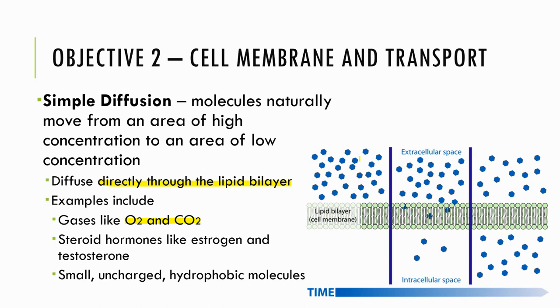Simple diffusion is simply moving from an area of high concentration to an area of lower concentration. As you can see in the picture, initially there's a lot of the molecules up here, and as time goes on, they move to where there are fewer of them, spreading out. They continue to do that until they're relatively equal, and then they move back and forth. So simple diffusion is just a movement from high to low.